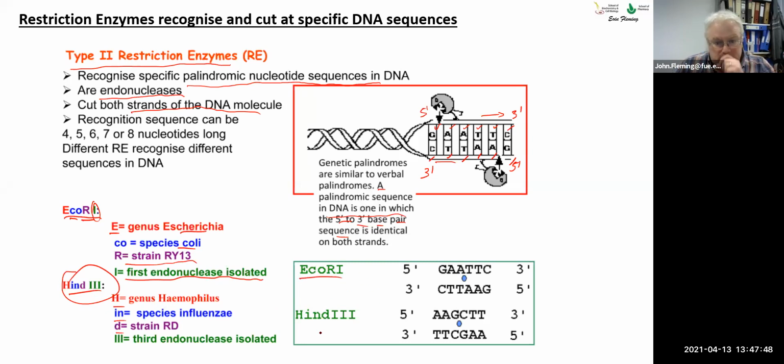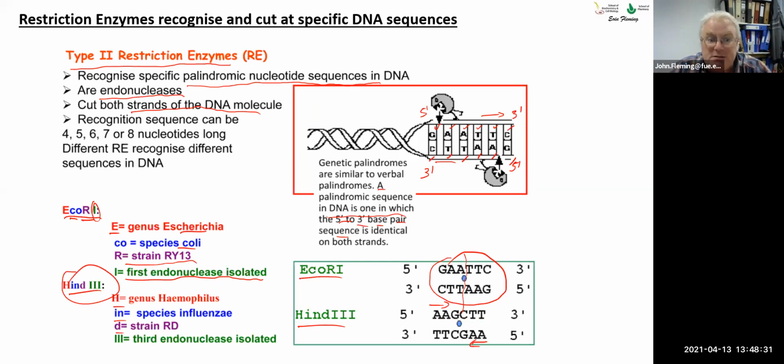And you can see here, over on the right-hand side, the specific palindromic sequences where these restriction enzymes are capable of recognizing and cutting the double-stranded DNA. For the EcoR1 restriction enzyme, it's GAATTC, and you can see this kind of internal mirror reflection between the sense and the antisense strands. Again, for HindIII, the recognition site is AAGCTT, and again the sequence is identical going 5' to 3' on either of the two strands.